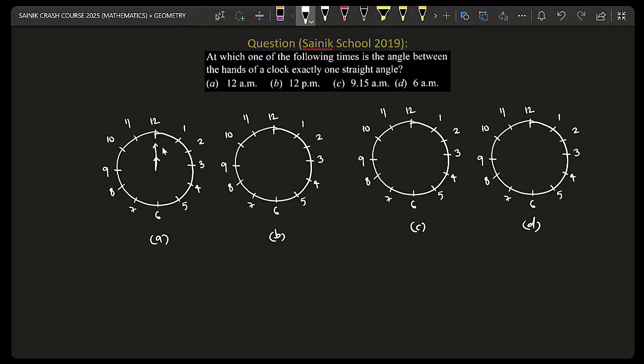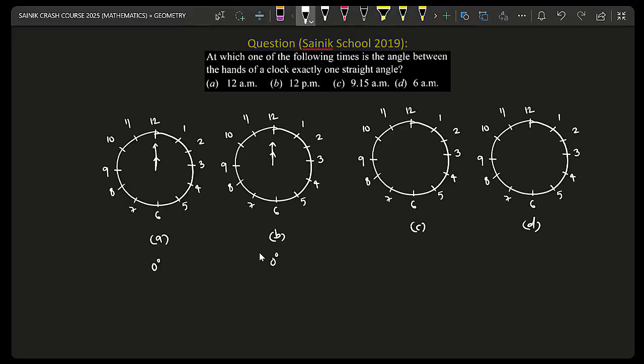When two rays are coinciding with each other, either it is a zero angle or, what is the next type, a complete angle? Is it a zero angle or a complete angle? It's a zero angle. So let's say 0 degrees here. And in option B, I want to show 12 p.m. That is also the same, right? So they're also coinciding with each other. Then what is the angle between them? 0 degrees.